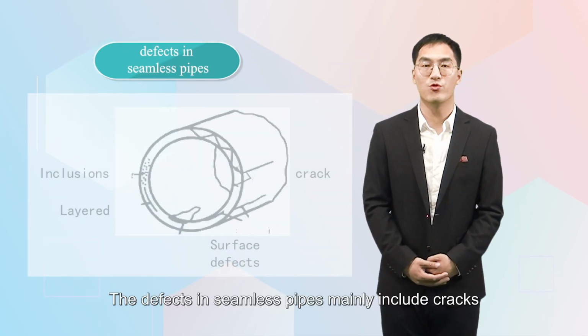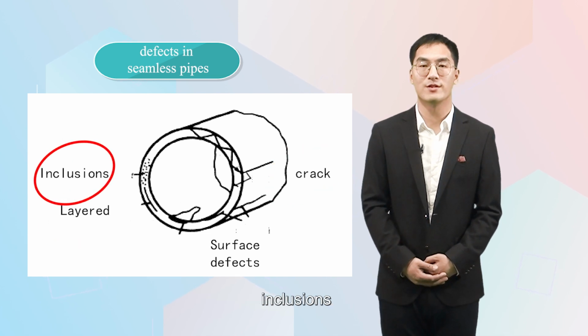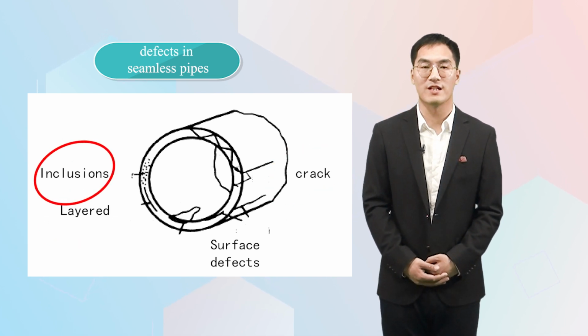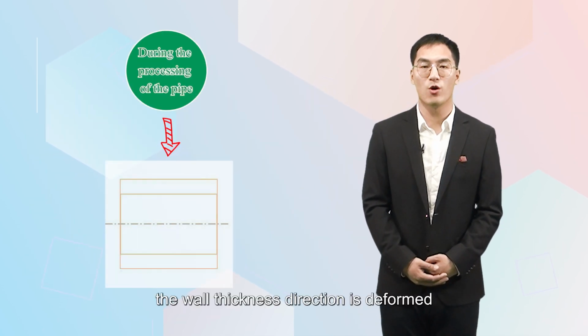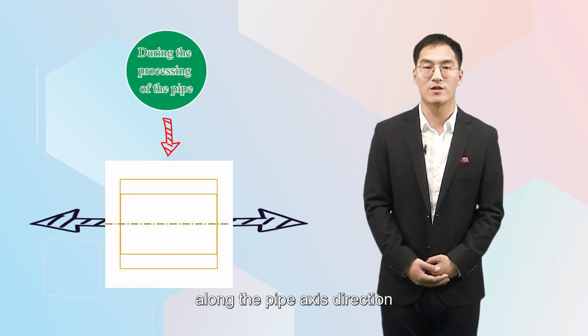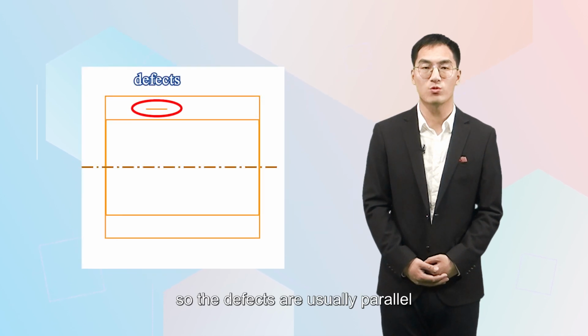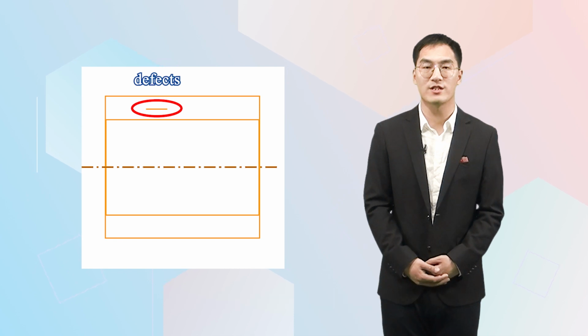The defects in seamless pipes mainly include cracks, folds, delamination, inclusions, etc. During the processing of the pipe, the wall thickness direction is deformed by force to be rolled and elongated along the pipe axis direction. So the defects are usually parallel to the pipe axis direction, stretched along the axis.